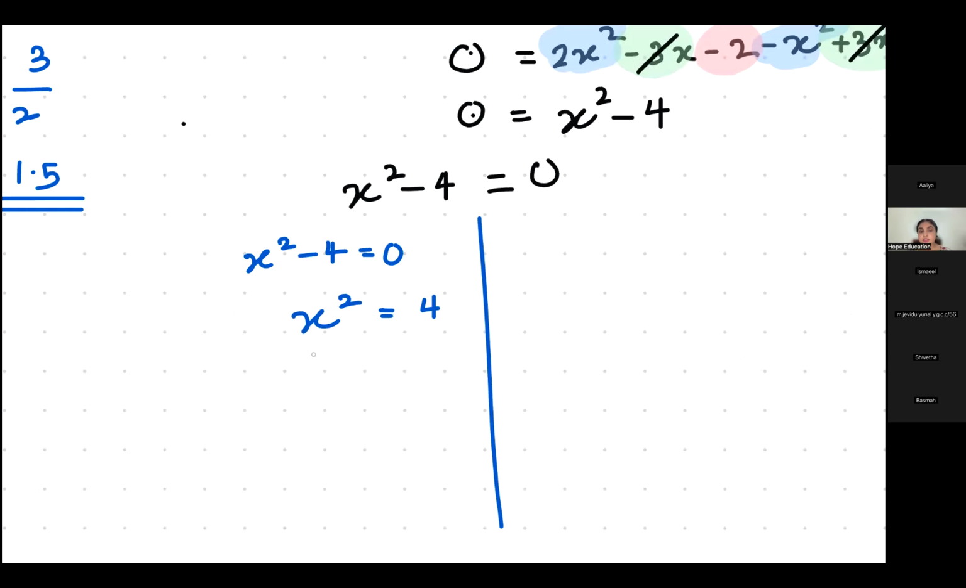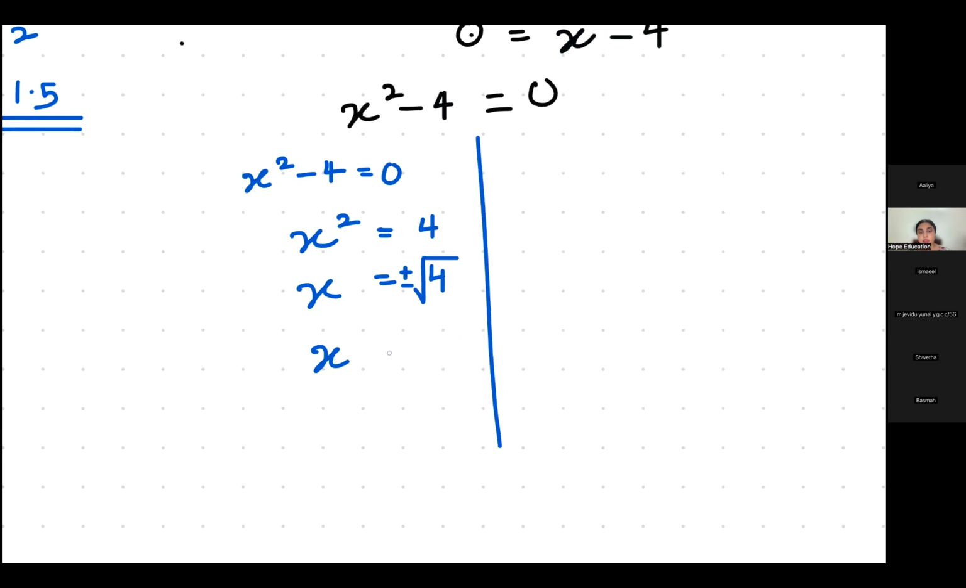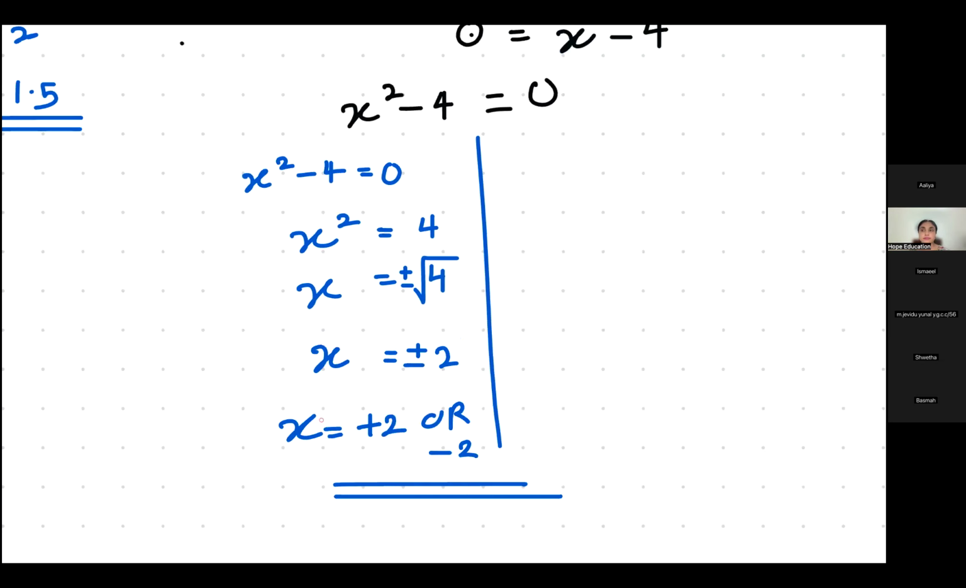Then x squared becomes square root, right? Square root of 4. And we know the square root of 4 can be plus or minus, because minus 2 squared is also 4, and plus 2 squared is also 4. So x equals plus 2 or x equals minus 2. Did you all understand this method? Give me a thumbs up.